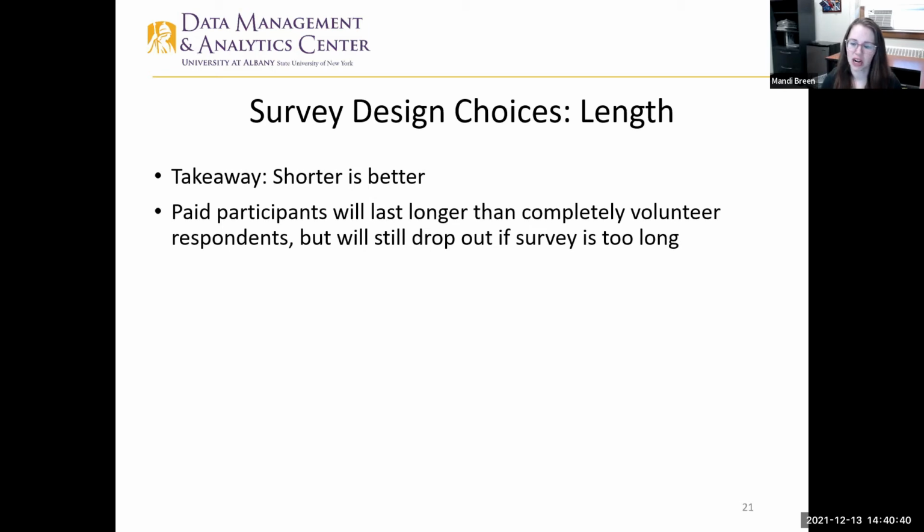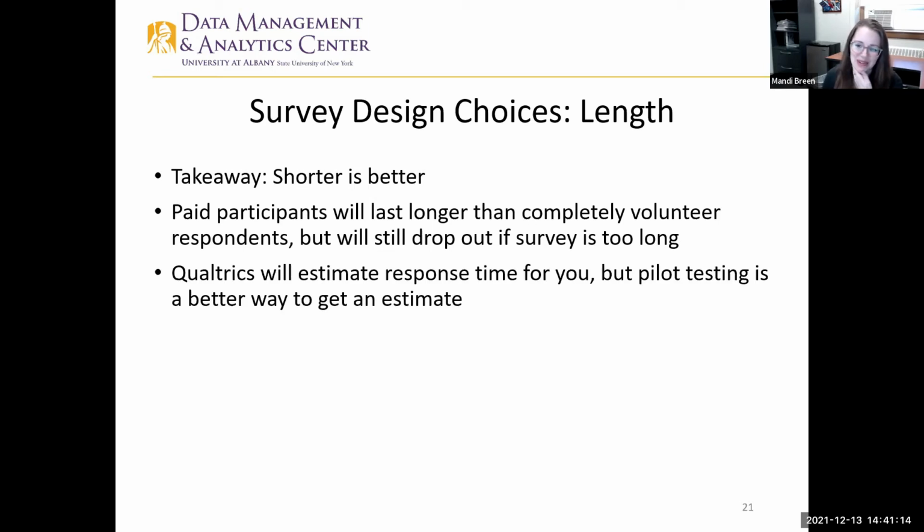Paid participants, I'm not sure if any of you go this route, but they'll last longer. Usually they'll stick it out more than somebody who's entirely voluntarily taking this survey. Similarly, if you're offering incentives, people might stick around a little bit longer if you promise that when they finish, they will get the incentive or be entered into a raffle to get that incentive. But even they will drop out at a certain point. So you want to make sure you're not reaching that point.